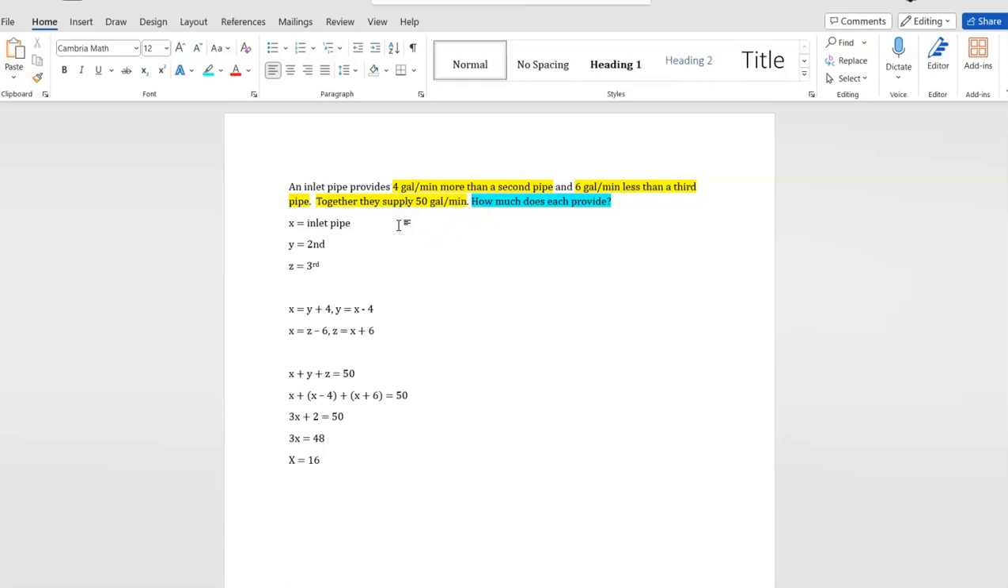So I come up here, inlet pipe first. It provides 16 gallons per minute. And remember, of course, to label. The second one then, to get Y, I subtract 4, right? Gallons per minute. So I'm using this equation I solved for earlier to find my answers. And this is also why it's important to have these solved, because it's going to make this much easier.